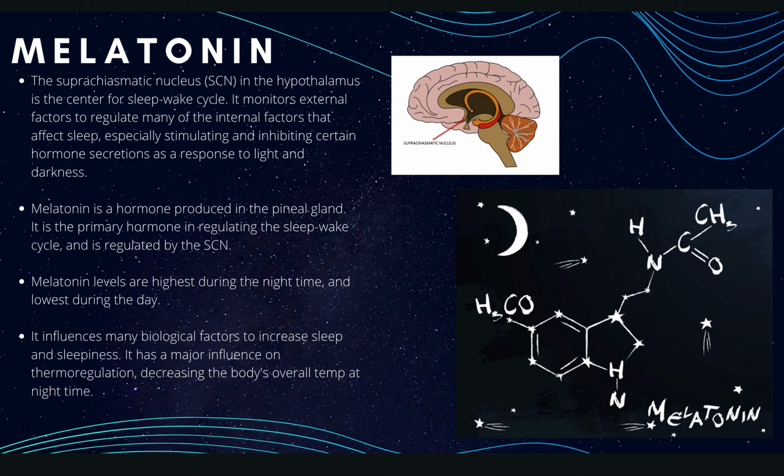So melatonin, whose molecule is shown in the bottom right, is a hormone produced in the pineal gland, and it is the primary hormone in regulating the sleep-wake cycle, and as we just said, is regulated by the SCN, or suprachiasmatic nucleus. Melatonin levels are highest during the nighttime and lowest during the daytime, and it influences many biological factors to increase sleep and sleepiness. An example is thermoregulation: melatonin secretion decreases the body's overall temperature at nighttime.